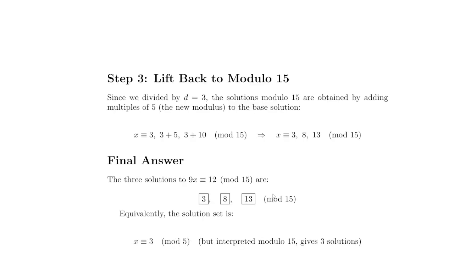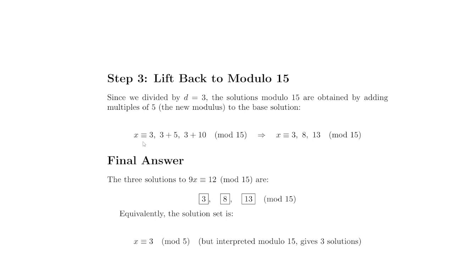Now let's lift back to modulo 15. So remember, we divided by the greatest common divisor, which was 3. The solutions modulo 15 are obtained by adding multiples of 5, because remember, it was modulo 5. So we have 3. We're going to add 5 to it twice, because we said there's 3 solutions.